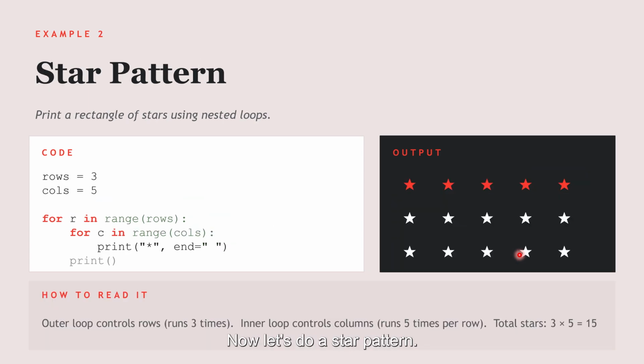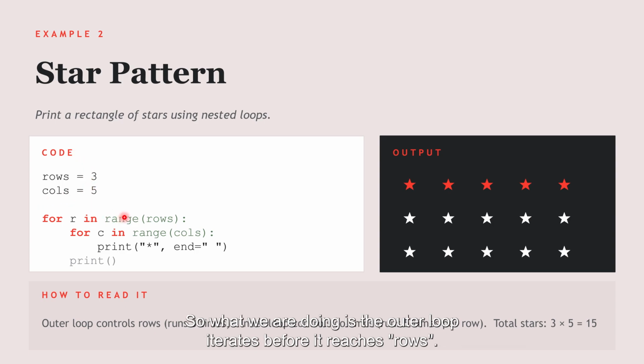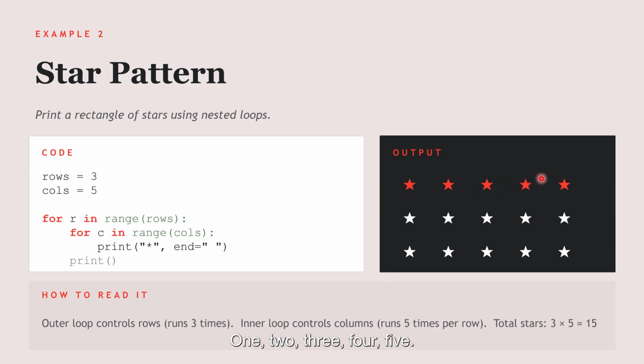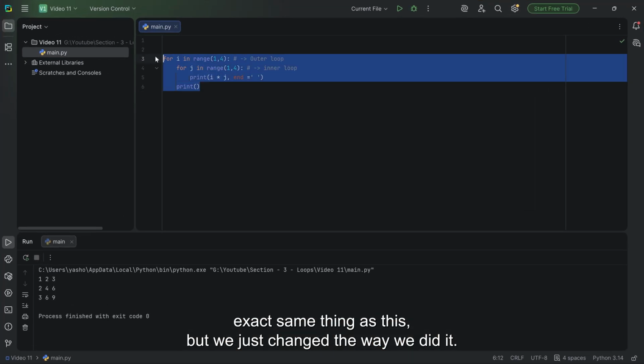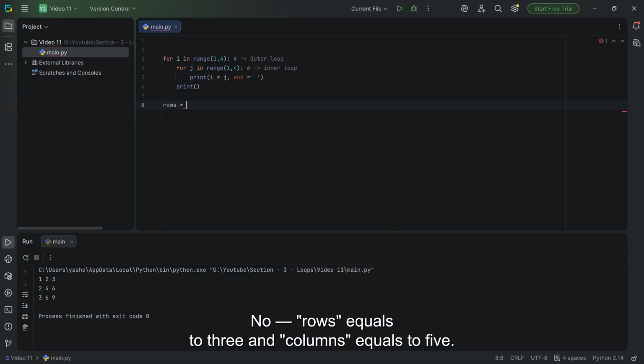Now let's do a star pattern. As you can see here, we have given variables rows 3 and columns 5. So what we are doing is stopping the range before it reaches rows, that is 3, right? Yes, 1, 2, 3 and it stops. Columns 5: 1, 2, 3, 4, 5, and that's what you see. Now print, we did exactly the same thing as this, but we just changed the way we did it. So as you can see, rows equals 3 and columns equals 5.